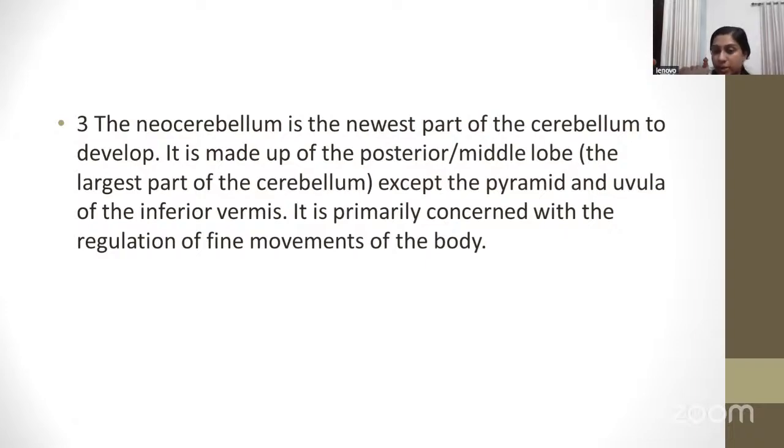The largest lobe is the middle lobe, and it is made up of the posterior or the middle lobe, the largest part of the cerebellum, except the pyramid and uvula. Pyramid and uvula of the inferior vermis are involved in the paleocerebellum, and the neocerebellum is primarily concerned with the fine movements. So, paleocerebellum is concerned with the crude movement of the limbs, the vestibular part is called archicerebellum, and the fine movements are concerned with the neocerebellum, or the newest part of the cerebellum.